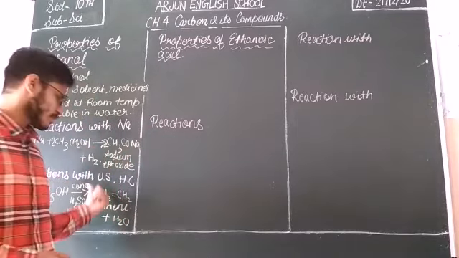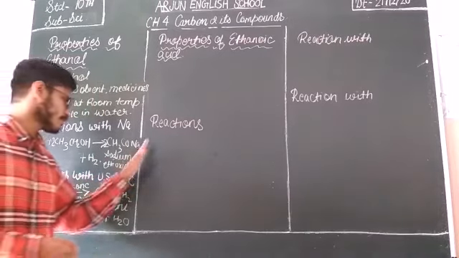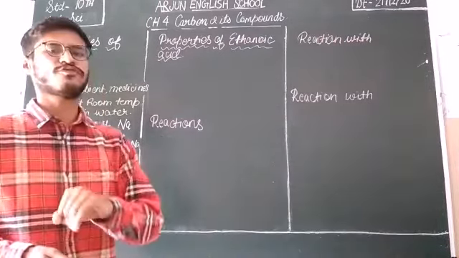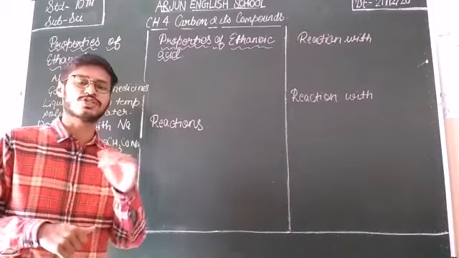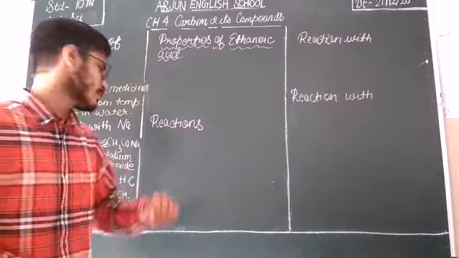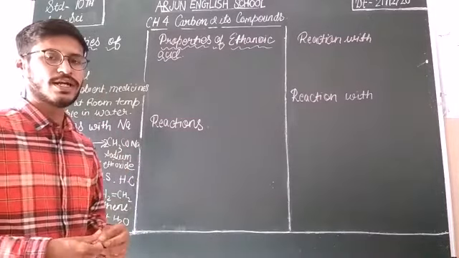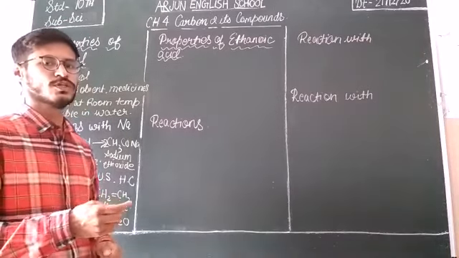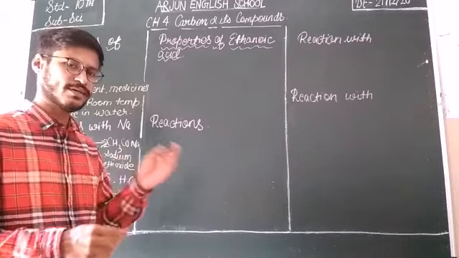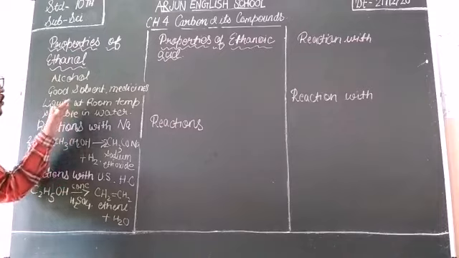So in ethanol also, some portion of methanol is added. In the industrial solvent, some portion of methanol is added so that no one consumes it. When this material is added, it is called denatured alcohol. It is also turned blue, so that we can figure out what it is and what it is not. So this was ethanol and methanol.